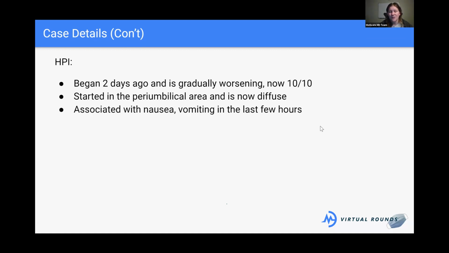Her pain is associated with nausea and vomiting over the last couple of hours. So it looks like this pain has progressed to including a couple of other associated symptoms, and nausea and vomiting are two that you definitely don't want to miss.